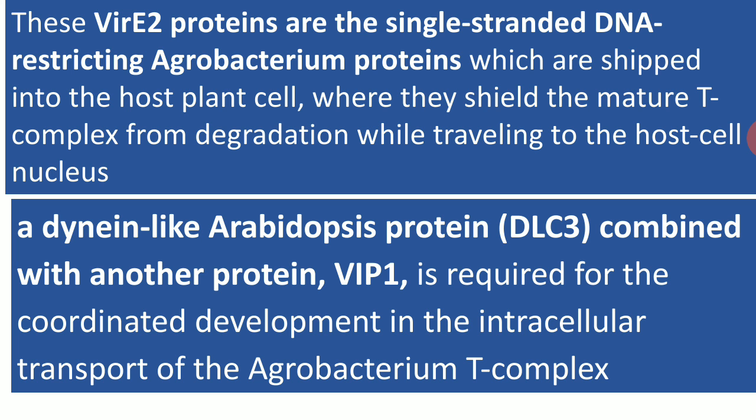VirE2 protein are the single-stranded DNA binding Agrobacterium proteins which are shipped into the host plant cell, where they shield the mature T complex from degradation while traveling to the host nucleus. A DNA-like Arabidopsis protein, DLC3, combined with another protein, VIP1, is required for the coordinated development in the intracellular transport of Agrobacterium T complex.